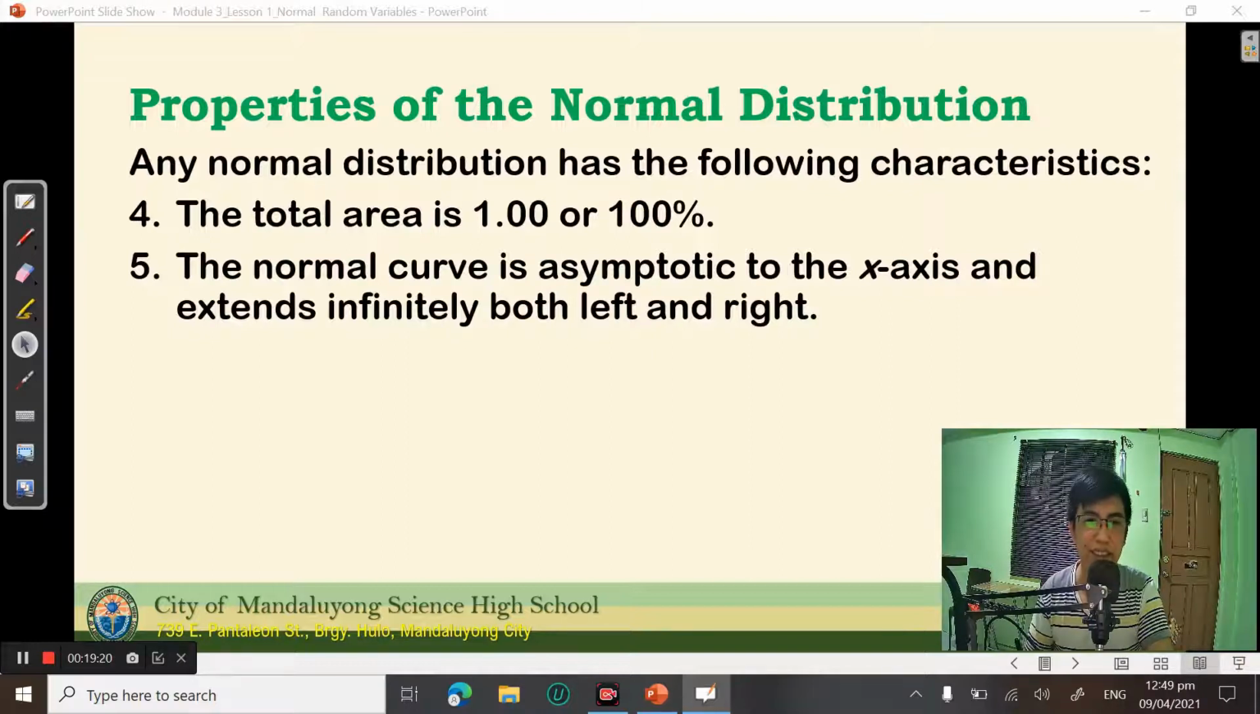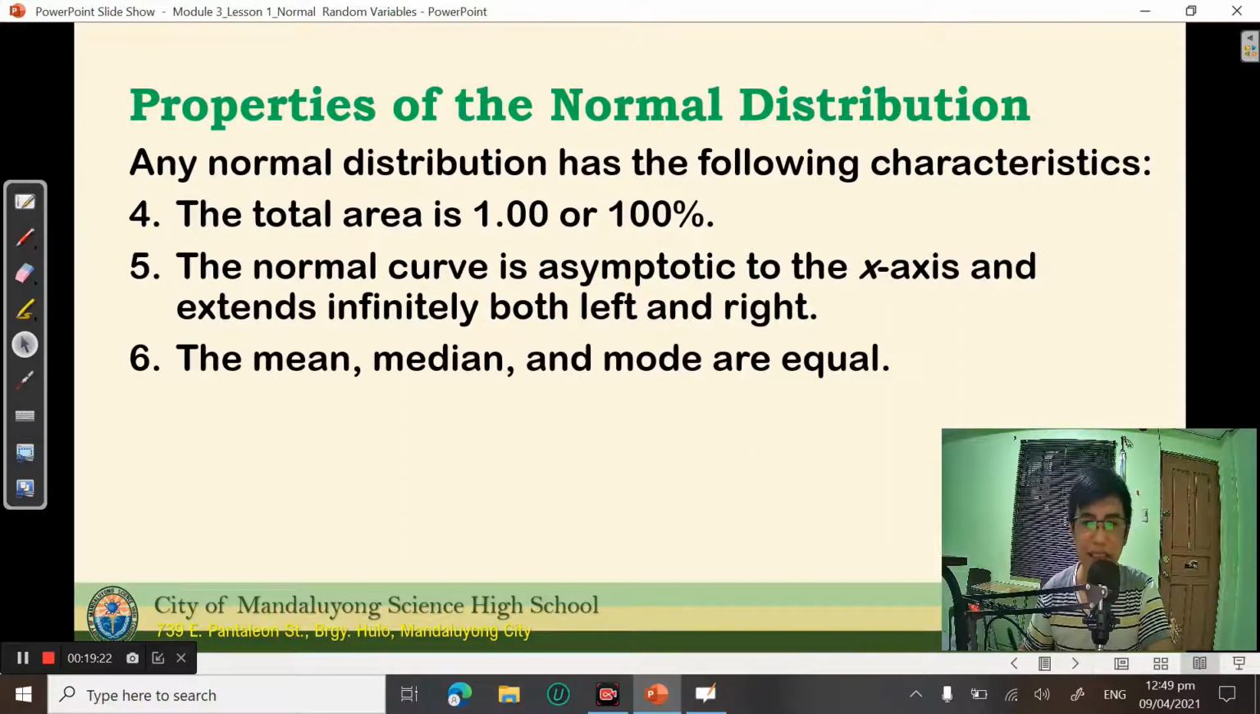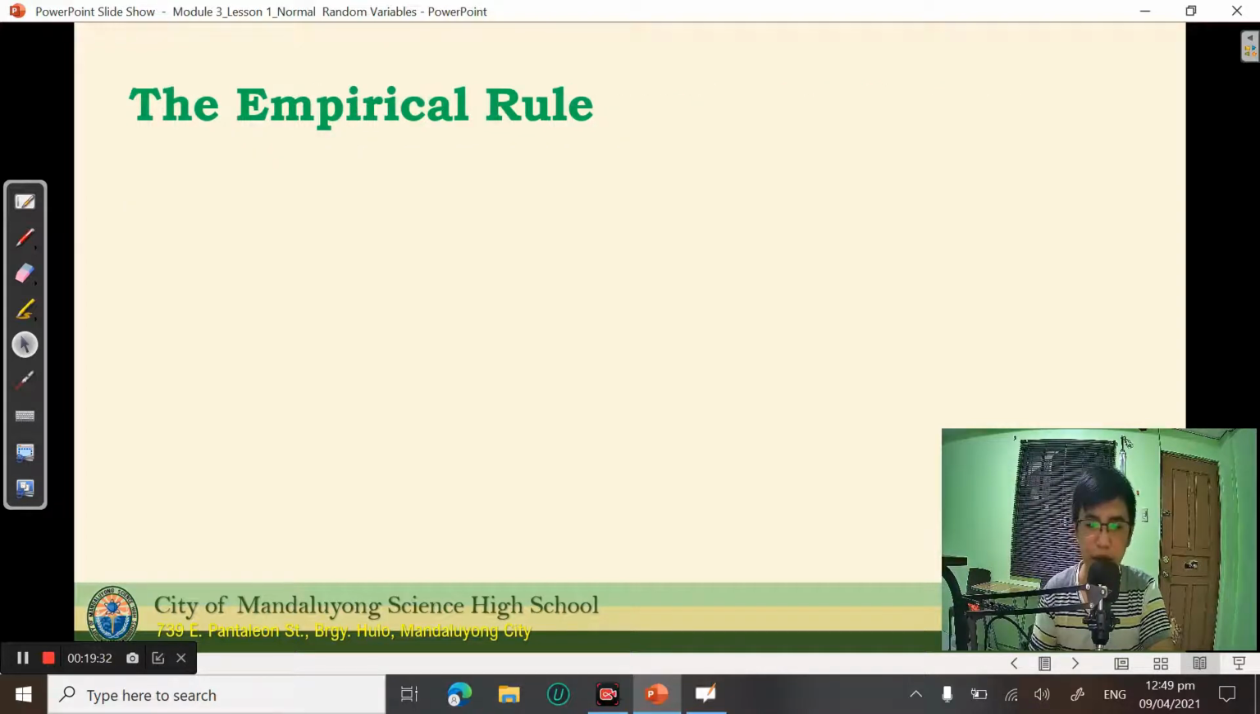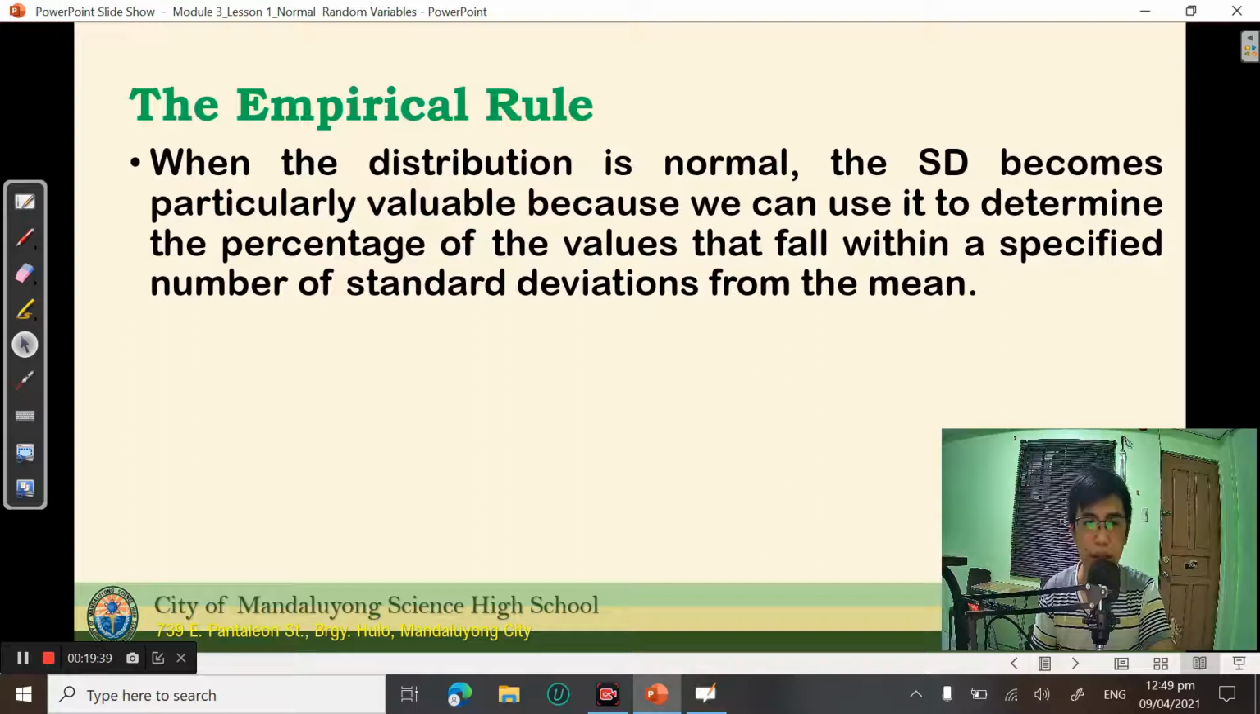And lastly, the mean, median, and mode are equal. Okay? The mean, median, and mode are equal. Now, let's talk about the empirical rule. This one is also an important idea for the normal distribution. When the distribution is normal, the standard deviation becomes particularly valuable because we can use it to determine the percentage of the values that fall within a specified number of standard deviations from the mean.